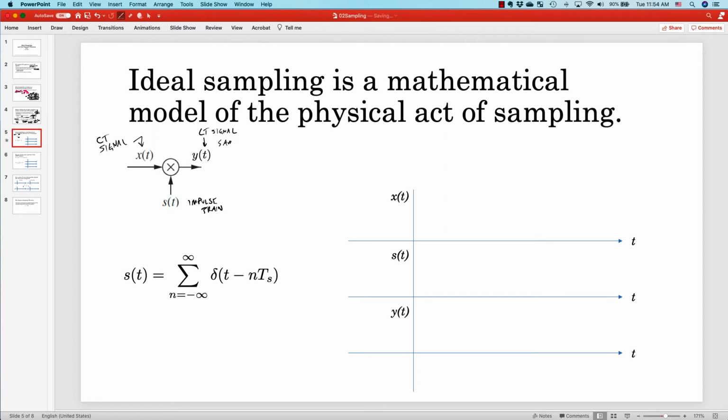But this is the sampled version of x. Okay, that's my claim. That's what I hope to show you by the end of this slide. So my favorite time domain signal might look like that. It goes positive, goes negative, finite duration, infinite duration, doesn't really matter at this point.